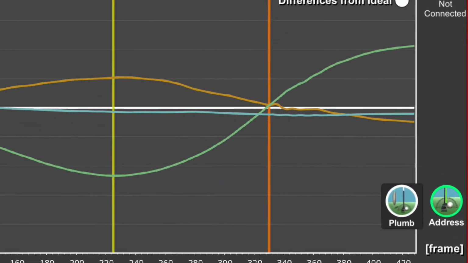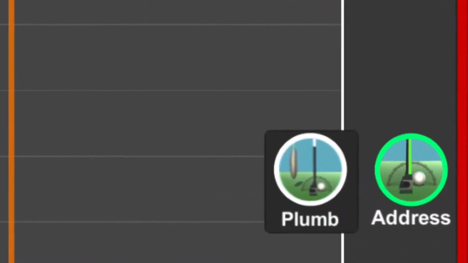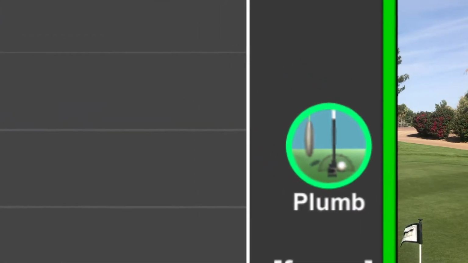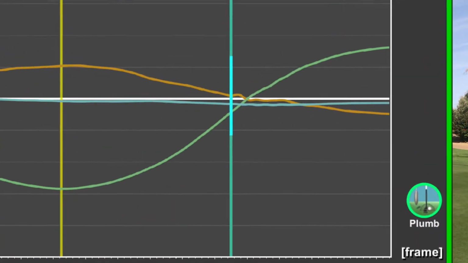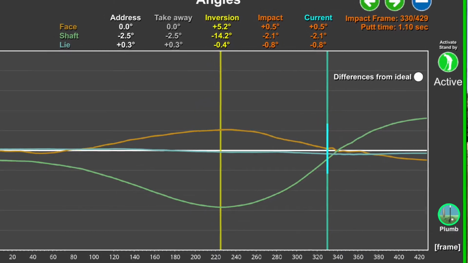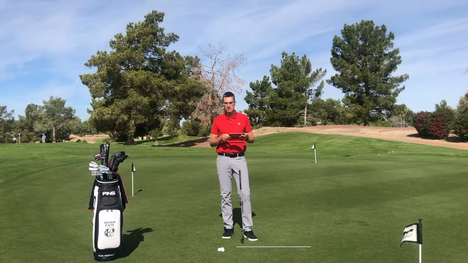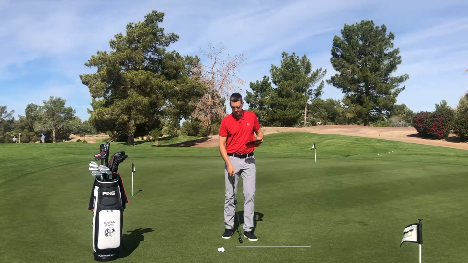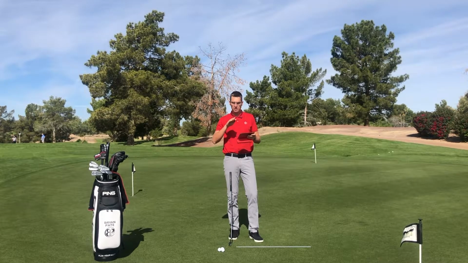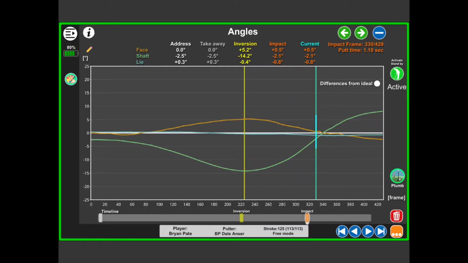But if I click on the angles tile itself and load in here, again we have the address position and we have the plumb position. So I'm going to go ahead and select the plumb, and what happens is this is going to put all the graphs into one so we can see them all together. Some people like this, some people might think this is too much going on, but start easy, start with one curve by itself.